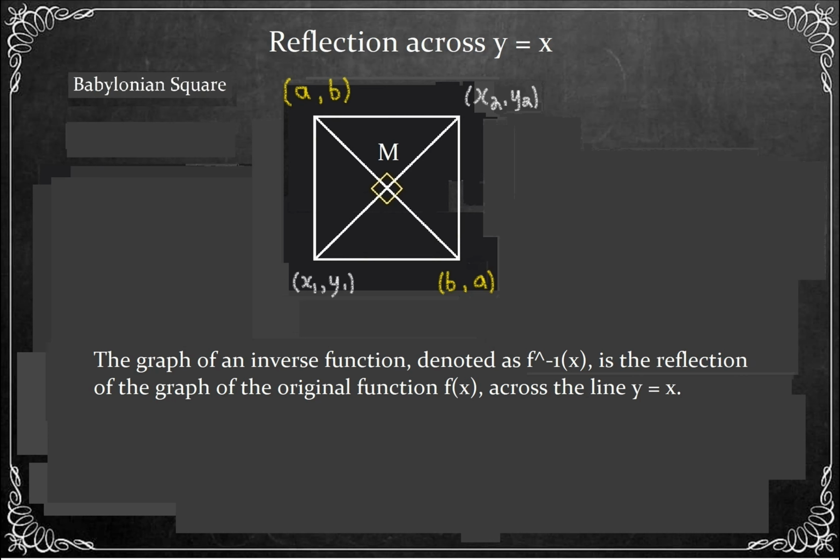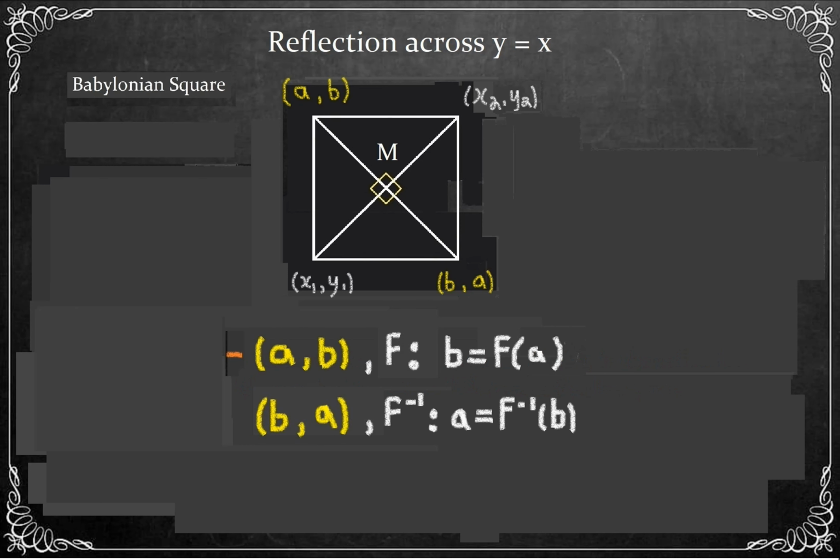We believe this can be proven by showing the line segment connecting the 2 points on the square, yellow font, (a, b) and (b, a), is perpendicular to the line y equals x, and the midpoint, capital M, of this segment lies on the line y equals x. Now let's get started. The proof relies on two ideas. First, the definition of a function and its inverse. Second, the geometric definition of a reflection across the line y equals x.